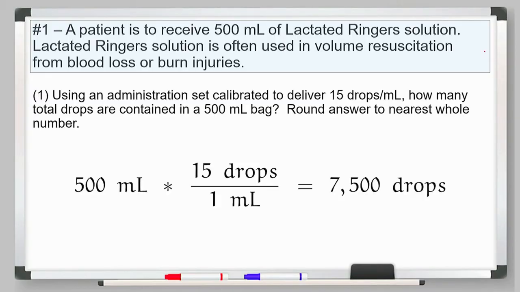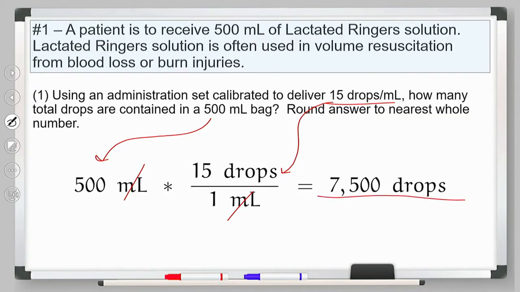Here we have 15 drops per mil, so that's pretty straightforward. If we have a 500 ml bag and 15 drops per milliliter, multiply by 15 because 15 drops per mil, then mils cancel, and we get 7,500 drops. So really, this bag is both 500 milliliters and 7,500 drops. It's just a different unit of volume, if you will, all right?